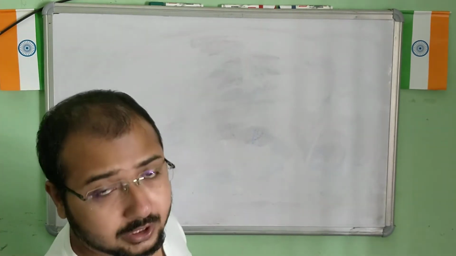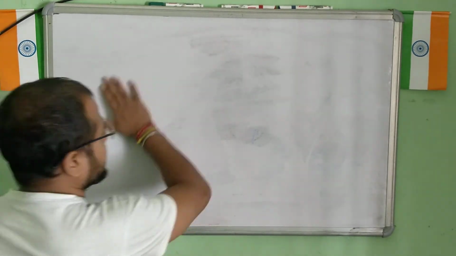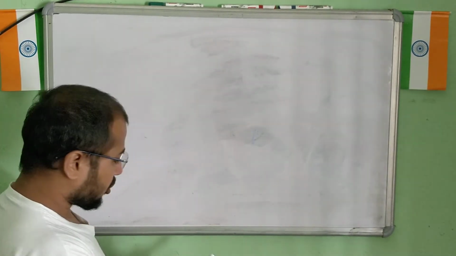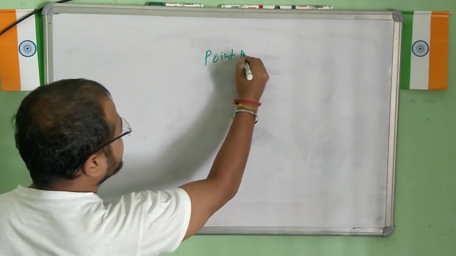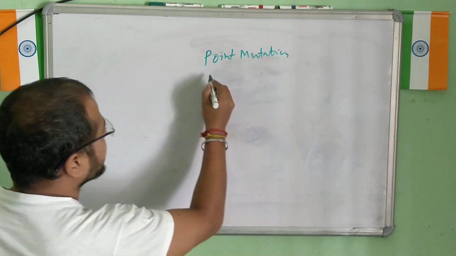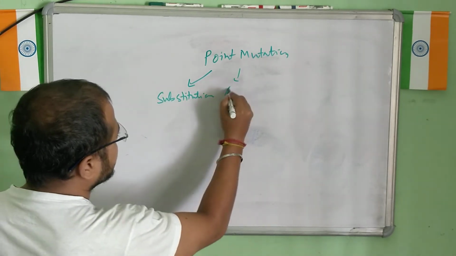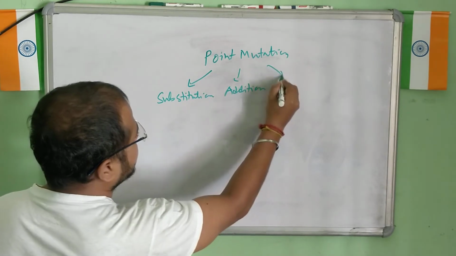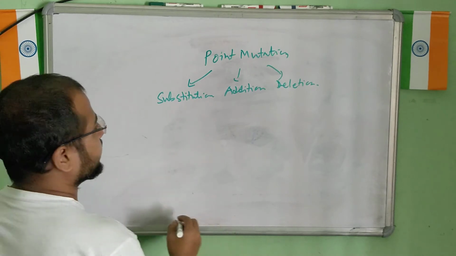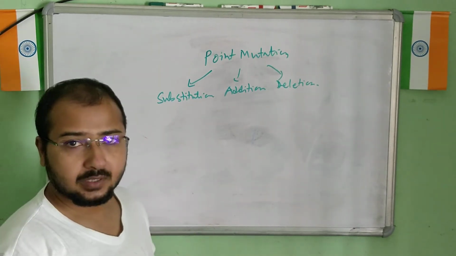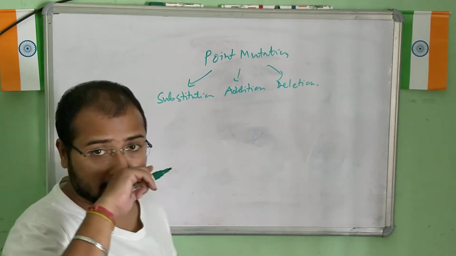This particular nucleotide molecule can be substituted. So substitution, deletion, addition, all these three kinds of change can be seen in point mutation: substitution, addition and deletion of a particular nucleotide molecule. That is the point mutation. If you take sickle cell anemia for example, it's a point mutation problem.